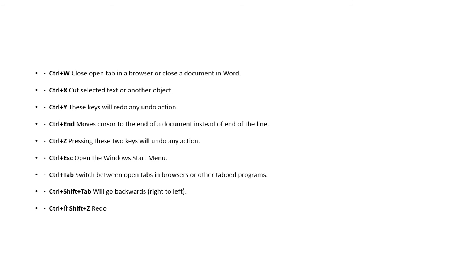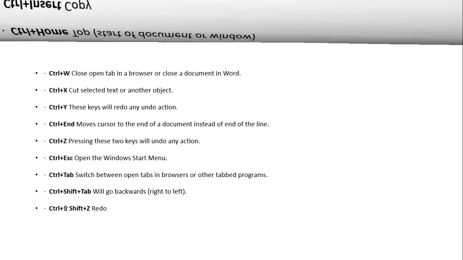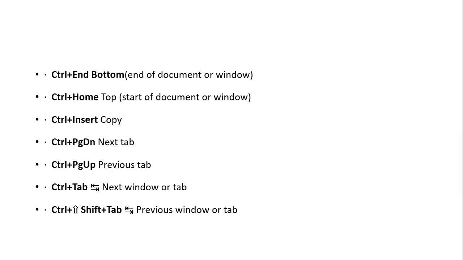Control plus arrow up. Redo: Control plus Z. Redo. Control plus End. Bottom, end of document or window. Control plus Home. Top, start of document or window. Control plus Insert. Copy. Control plus PgDn. Next tab.